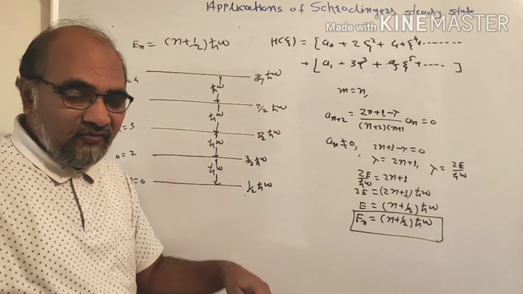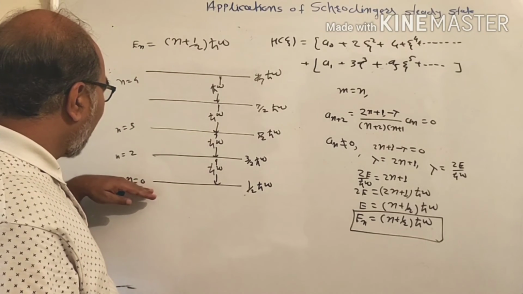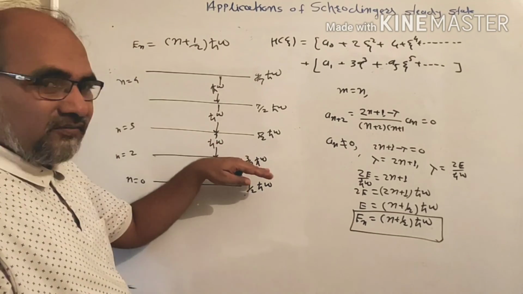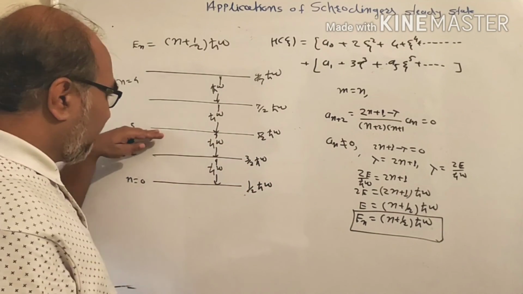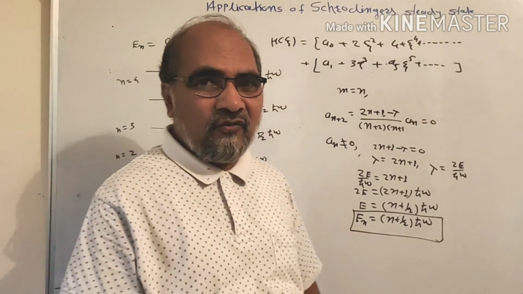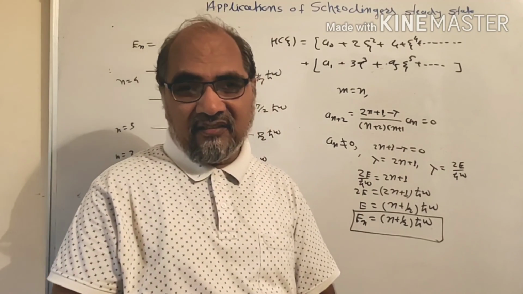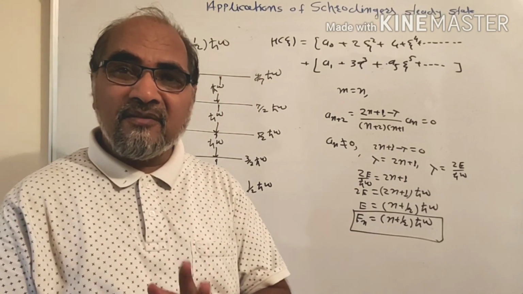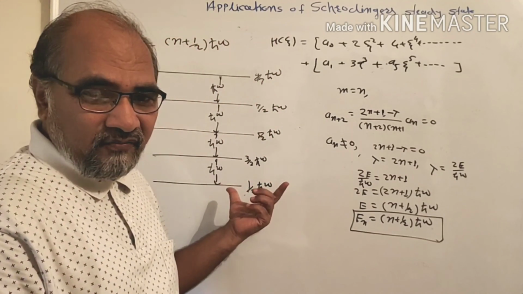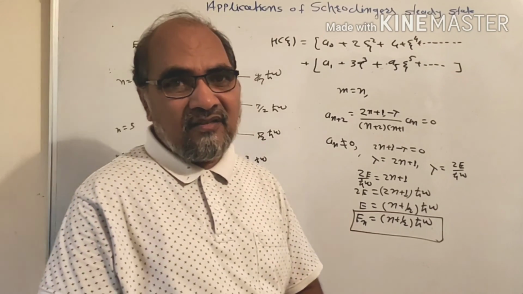In the next part we are going to see the corresponding wave functions: for n equal to 0 the ground state wave function, then n equal to 1 the first excited state, n equal to 2 the next excited state, and what the corresponding wave functions are, and from that the probability of finding the particle, the correspondence principle, and then parity. So this is the part where we found the eigenvalue of the one dimensional harmonic oscillator.